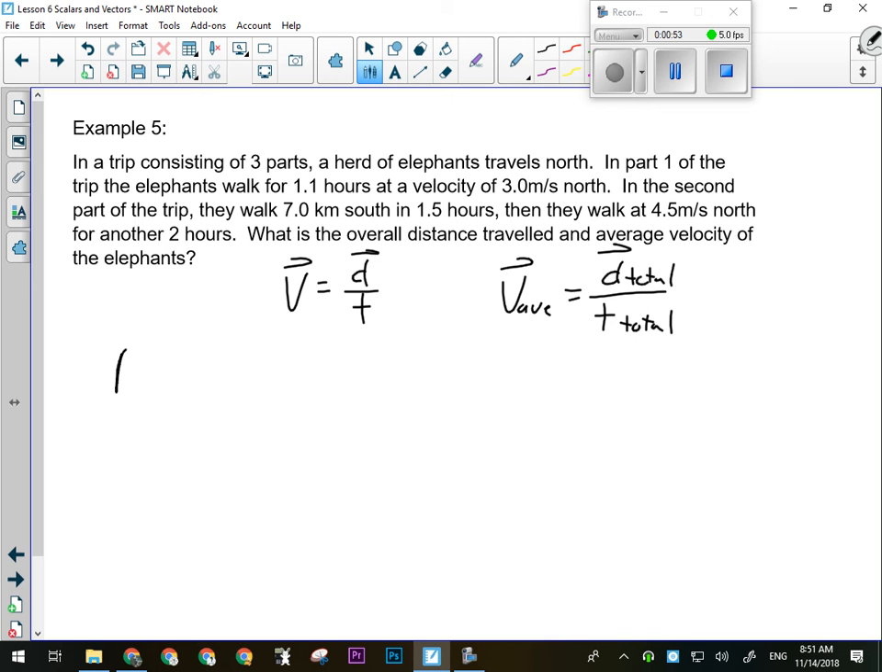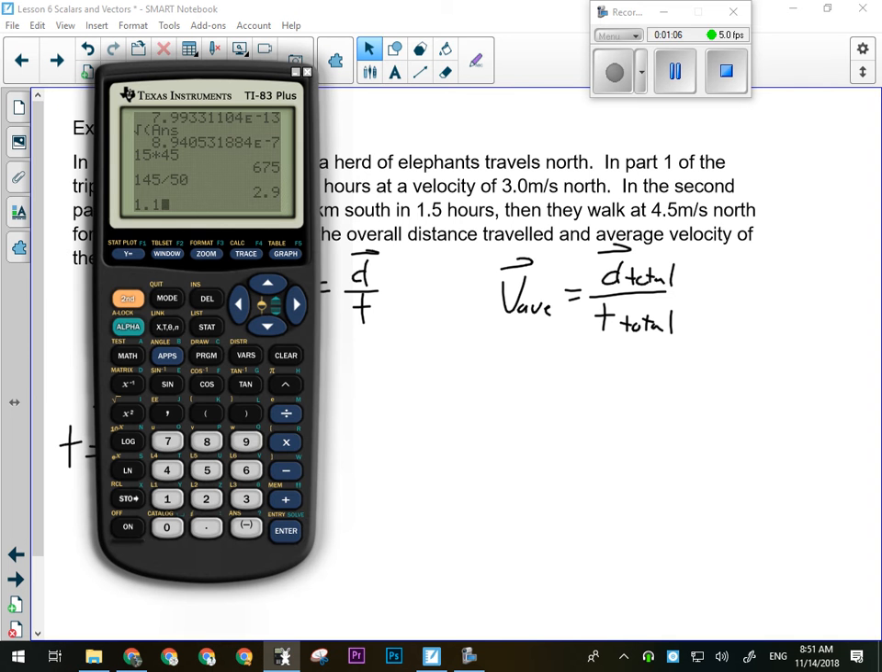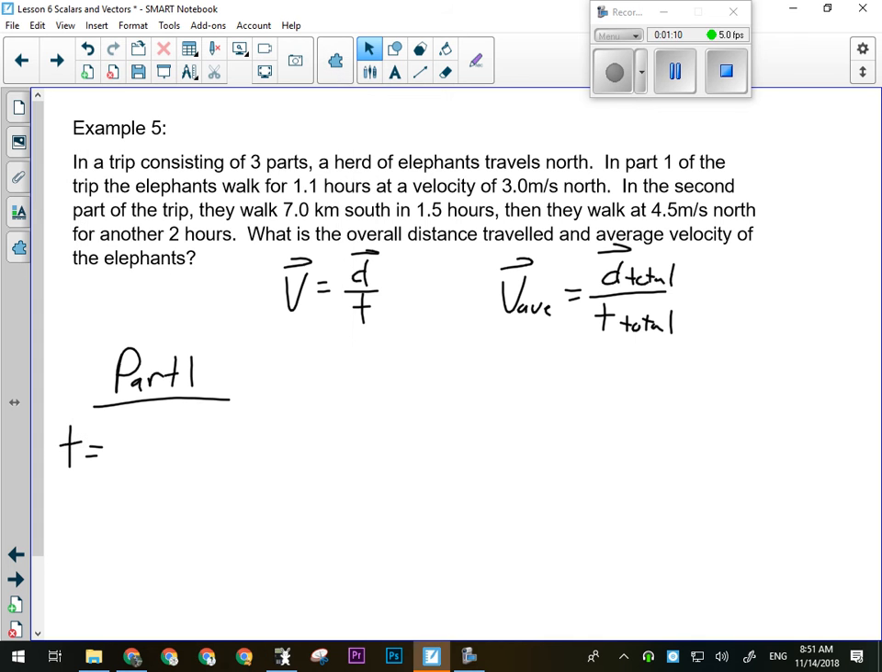All right, so in part one of this trip of the herd of elephants here, the elephants walk for 1.1 hours, which I already said I want to turn into seconds. So I'm just going to go 1.1 times 3,600. So that's 3,960 seconds, at a velocity of 3 meters per second north.